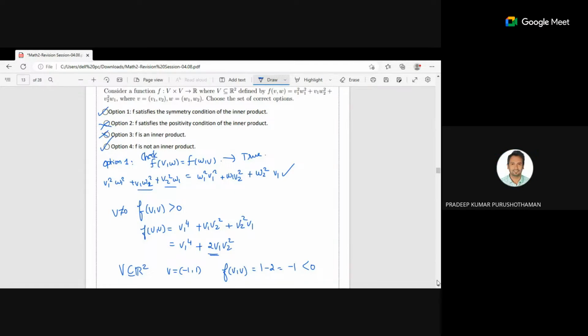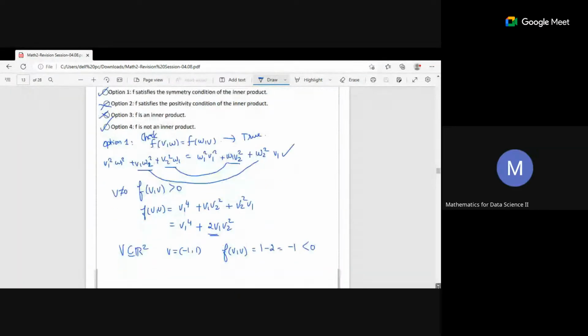Ma'am, even the first one, does that look the same? Because I feel it's different. See, this second term is nothing but W1 V2 square. These two terms are the same. Okay, got it. W2 square. Okay, got it. Fine.